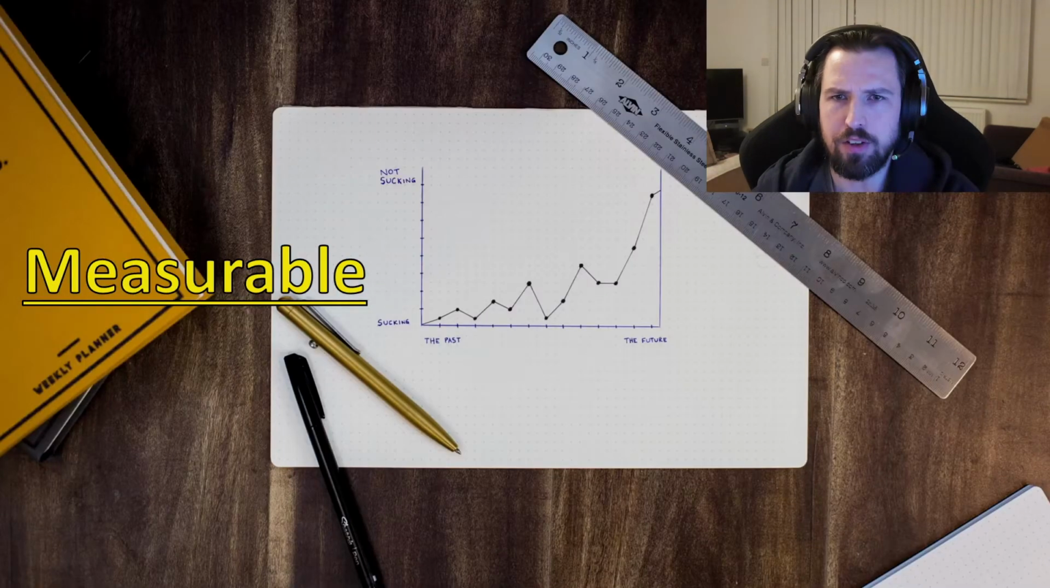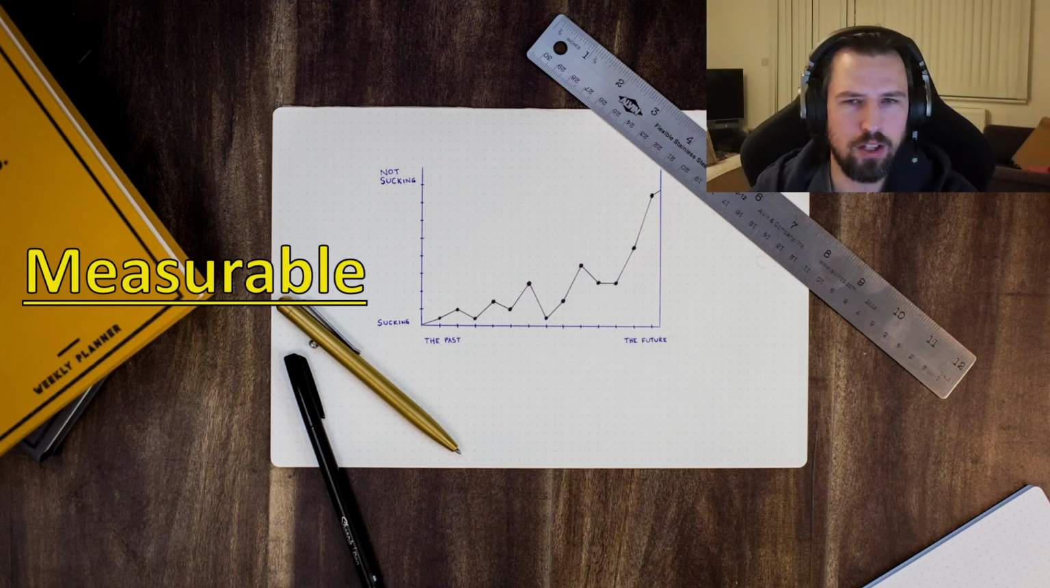I'm going to go back a few slides to measurable, and if you have a look at that image there for measurable, there's a nice little graph and it's a little bit comical, you know, the past to the future, sucking, not sucking. And one thing I want to point out on that is that the graph is not a line. In fact, the graph isn't always positive.